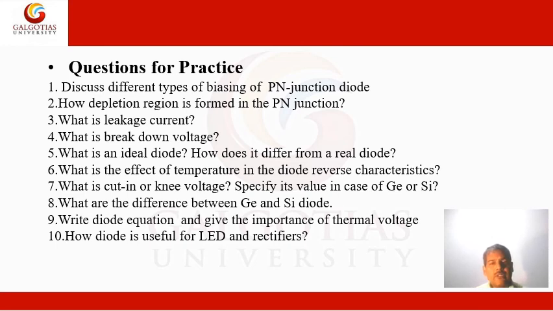Here are questions for practice. Discuss different types of biasing of a PN junction diode. How is the depletion region formed in the PN junction? What is leakage current? What is breakdown voltage? What is an ideal diode? How does it differ from a real diode? What is the effect of temperature on the diode reverse characteristics?